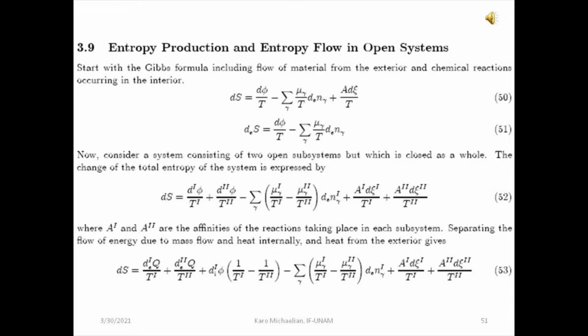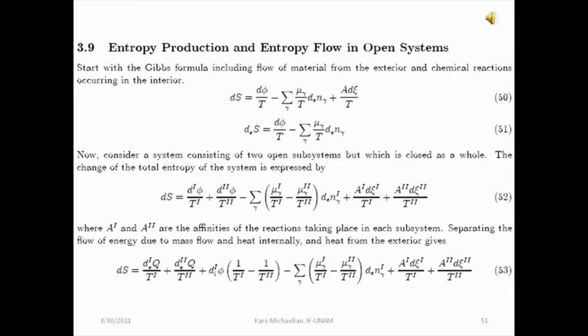The second term is minus the chemical potential over the temperature times dN gamma. Now this dN gamma represents the material, the number of moles of substance gamma being brought in or given out to the environment. And that's why we have a subindex E, which signifies external environment. So that is the flow of matter, the second term.